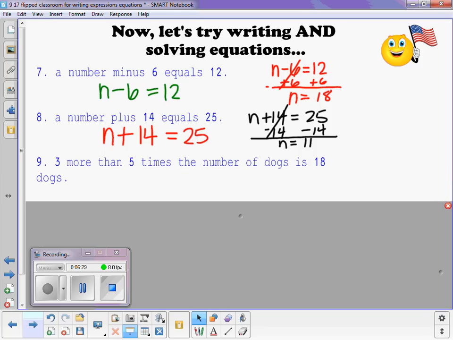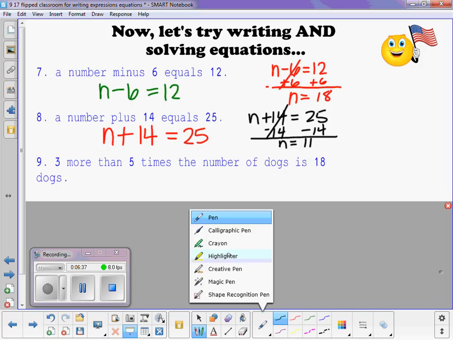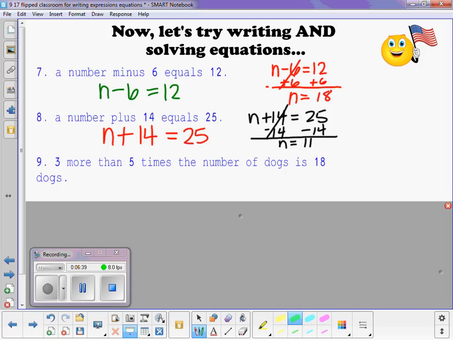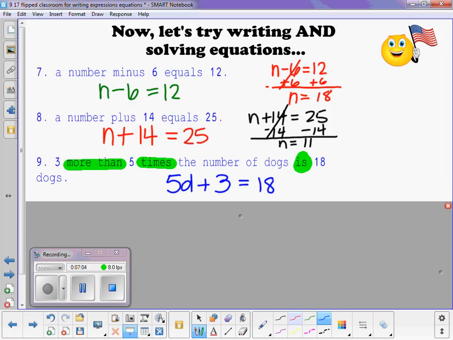Number 9, 3 more than 5 times the number of dogs is 18 dogs. So some keywords to point out. Let me get my highlighter. More than, which we know means addition, and times means multiply, is a way of representing the equal sign. So I'm going to start with my multiplication. 5 times the number of dogs. So I'm going to use the letter D this time for my variable for dogs. And I want 3 more than that, so plus 3. And that's equal to 18.